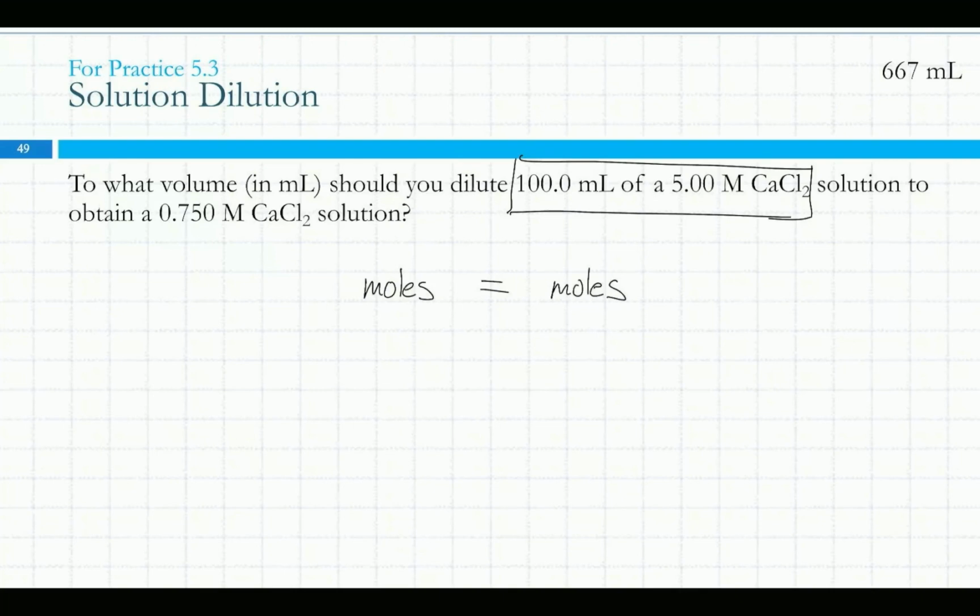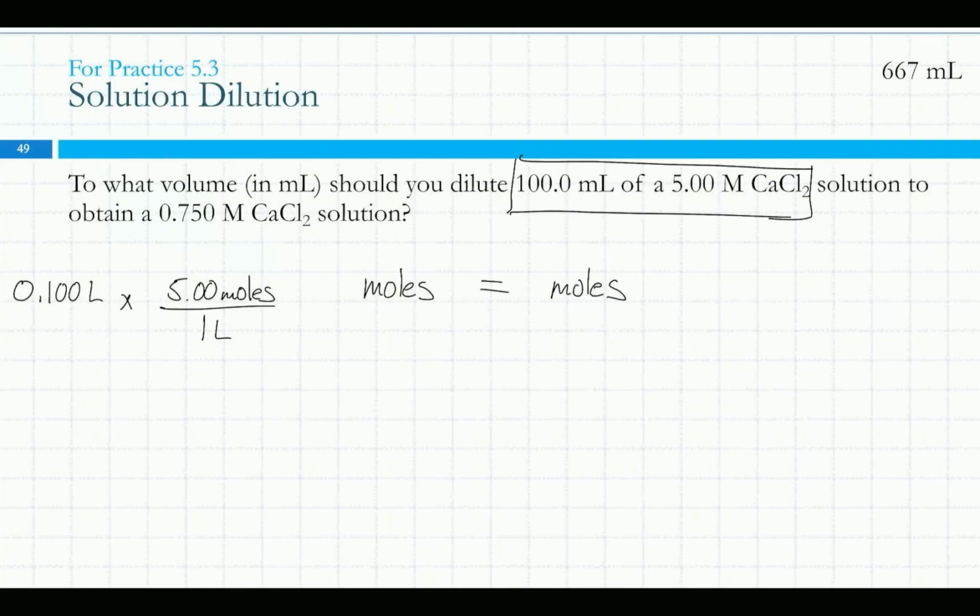Moles over liters. Come on, you should say it every time. Burn it into your mind. So this is going to be 5.00 moles per liter. And I have 100 milliliters of that. How many liters is 100 milliliters? 0.100 liters.